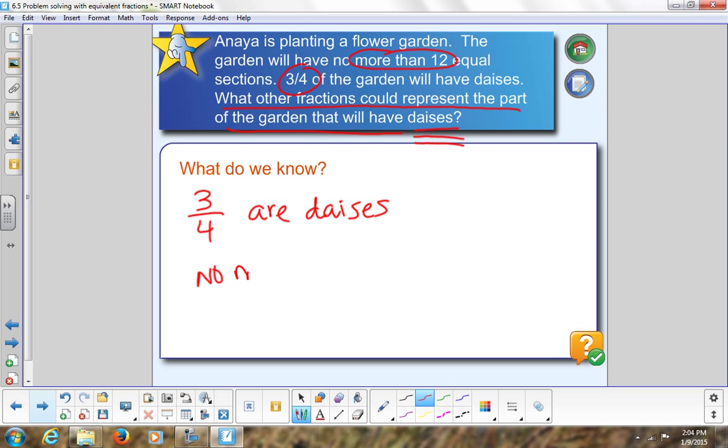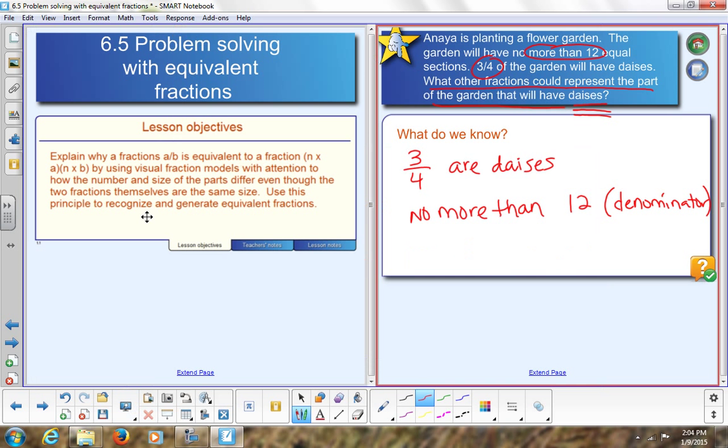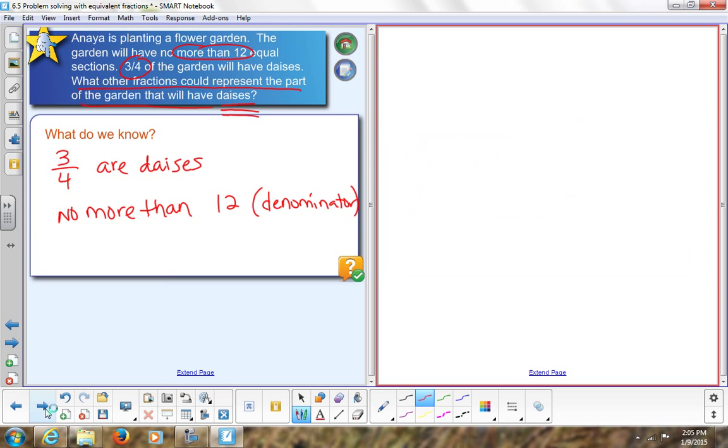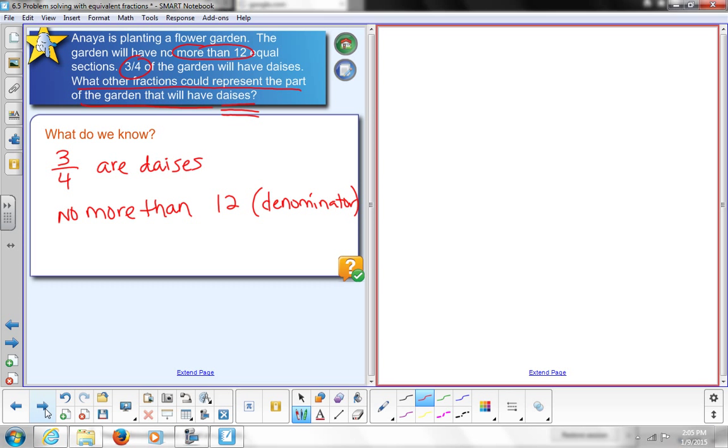No more, so our denominator is going to be no more than 12. Okay, and that's all the information we know. Let me split screen this. Alright, so what do I want to do? Here we have our information. Now we need to figure out what that number is. What other fractions can we have that has a denominator no more than 12?